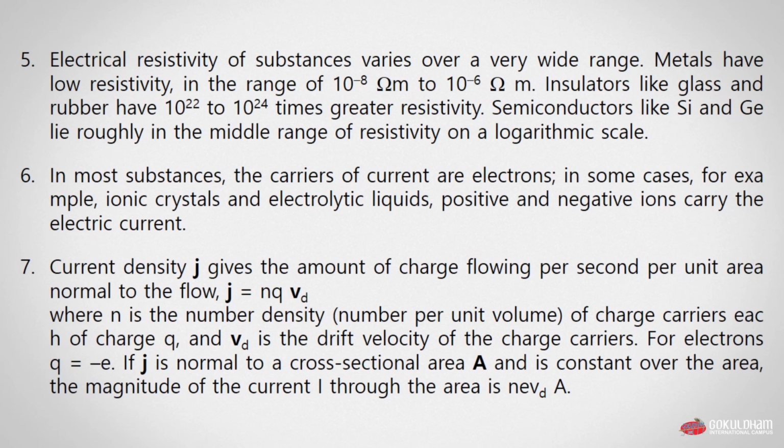Seventh, current density J gives the amount of charge flowing per second per unit area normal to the flow. J = nqv_d, where n is the number density, number per unit volume, of the charge carriers, each of charge q, and v_d is the drift velocity of the charge carriers. For electrons, q = -e. If J is normal to cross-sectional area A and is constant over the area, the magnitude of current I through the area is n e v_d A.